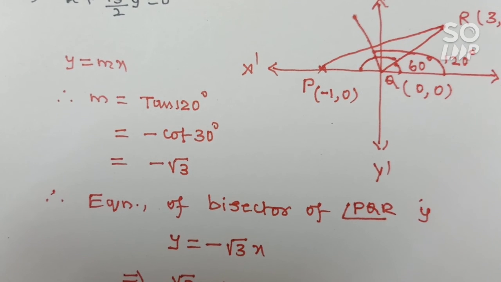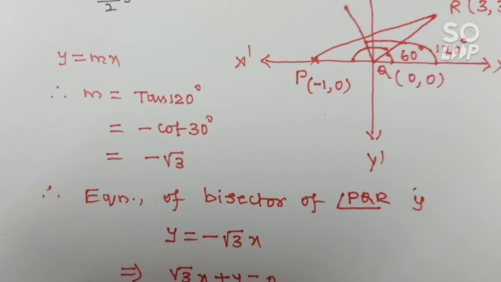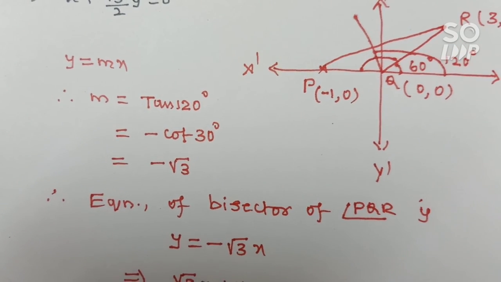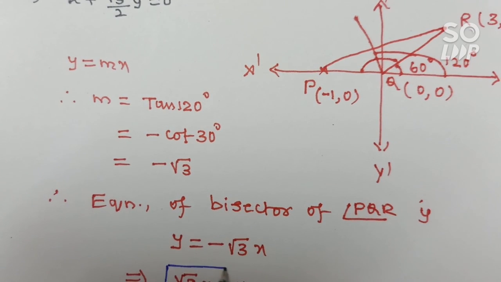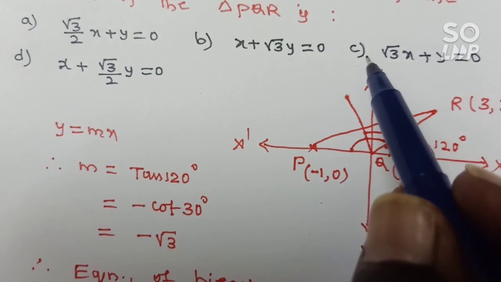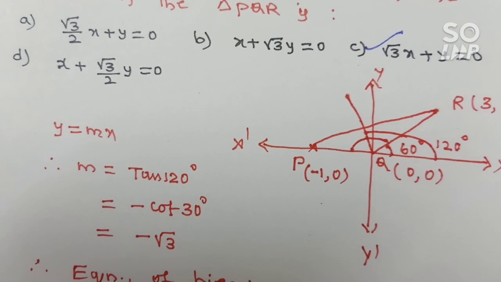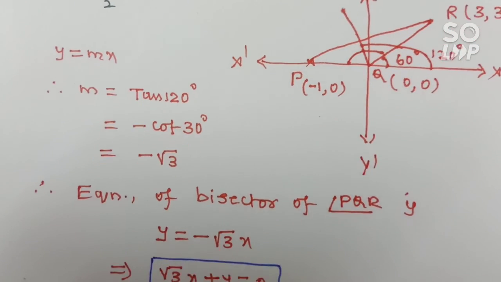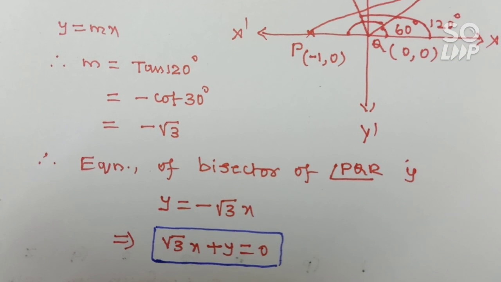So I hope everybody understands the solution of this question. Your answer is root 3 into x plus y is equal to 0. So the correct option is C. Okay, right, we will see one more question.